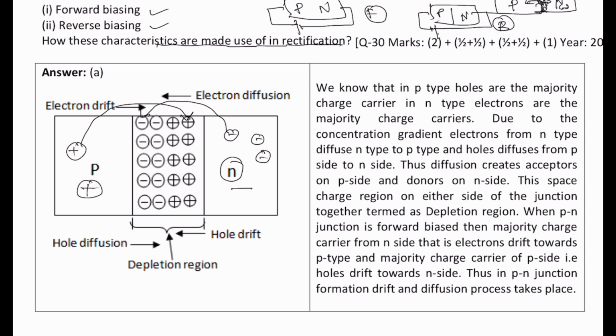So this is called the diffused state of charge carriers. Now this is called the depletion region. The hole diffusion takes place here and the electron diffusion takes place here. So this is called the depletion region. Now you read this entire text here and take the screenshot.